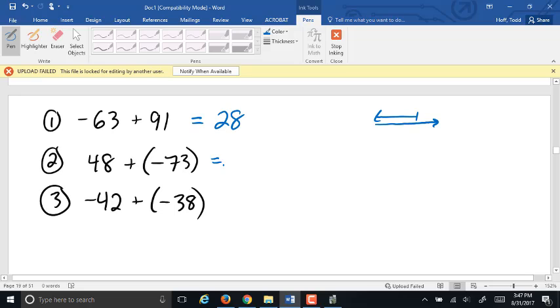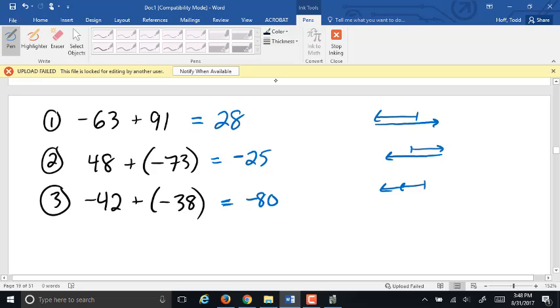48 and negative 73. Negative 25. Good. Positive 48. Negative 73 is opposite direction and longer, so we're on the negative side. And the difference in lengths, because they're opposite directions, is 25. So negative 25. Negative 42 and negative 38. Negative 80. Perfect. They're both negative, so they go the same direction. So we're obviously negative. They add together because they're in the same direction. So it's negative 80.